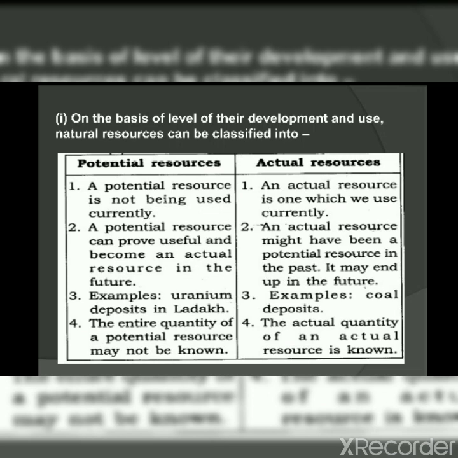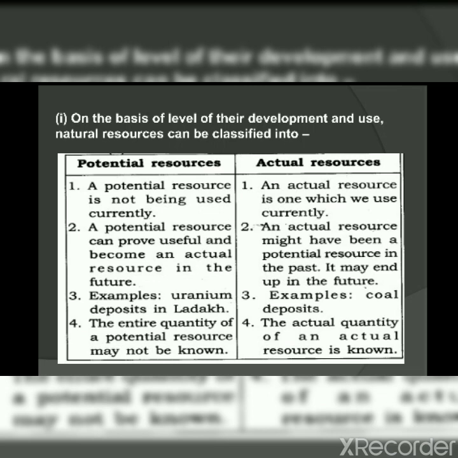An example of a potential resource is uranium deposits in Ladakh. That means there are uranium deposits in Ladakh, but we are not using them right now. Why? Because the level of technology we have at present may not be advanced enough to easily utilize these resources. Our technology is not developed enough to use these kinds of resources.